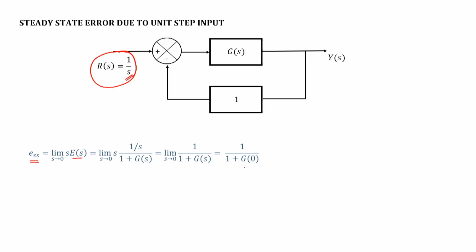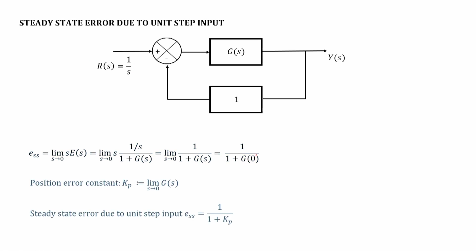So basically in place of s you put s equal to 0, and whatever the transfer function evaluates to at s equal to 0, you can use that to find out the steady state error. So this quantity G(0), or limit of s tending to 0 G(s), is known as the position error constant, and we call it Kp. Now of course you will see that I will use Kp for some other things also. So depending on the context, the meaning of Kp will change. I am just keeping it similar so that it remains the same as given in books.